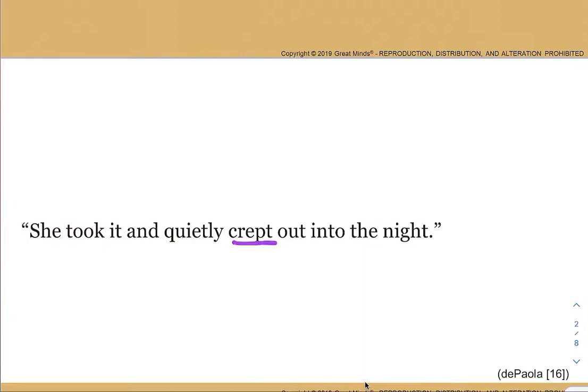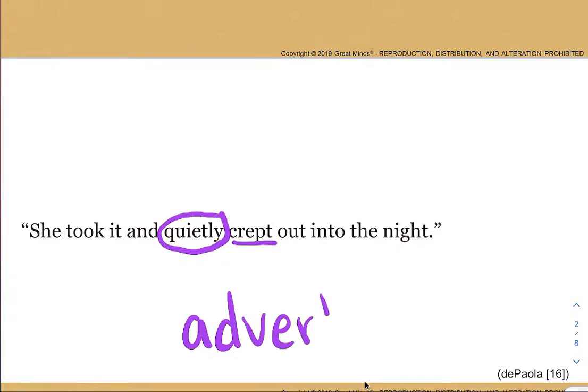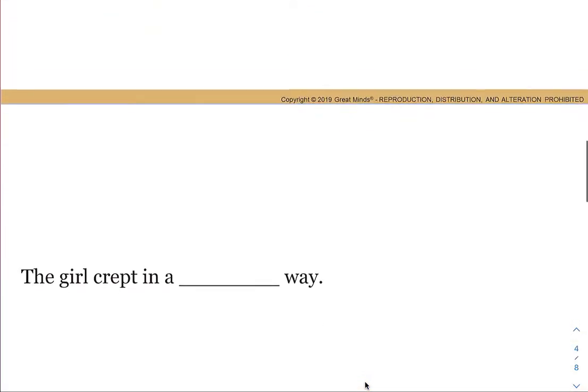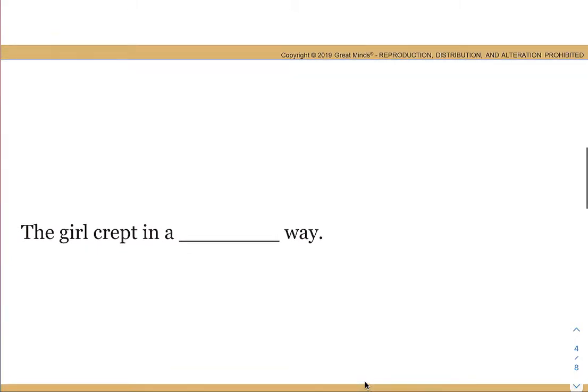What word in the sentence describes how the little girl crept into the night? Good. Quietly is the word that describes how she crept into the night. Words that describe verbs or actions are called adverbs. Adverbs. So our adverb in this sentence is quietly. This means the girl crept in a quiet way.